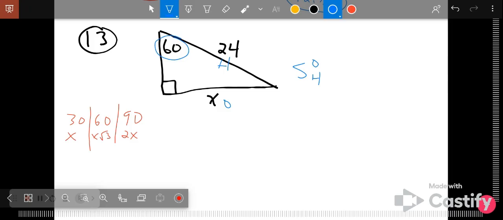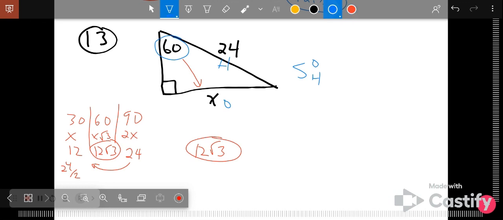Right? This time I'll do the shortcut way first. This is 24. Working all the way back to the beginning means I divide by 2 because it was 2x. So I divide by 2, and that makes this 12, and this 12 root 3. This is across from the 60, so 12 root 3 is my answer.